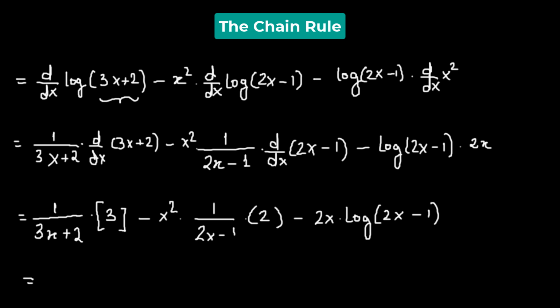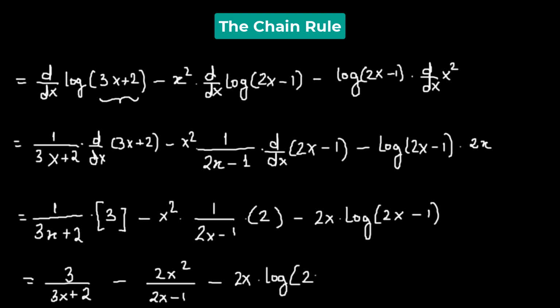So rearranging all the terms, here we have 3 over 3x plus 2 minus 2x squared divided by 2x minus 1 minus 2x times the log of 2x minus 1. So this is the final derivative of the given function with respect to x.